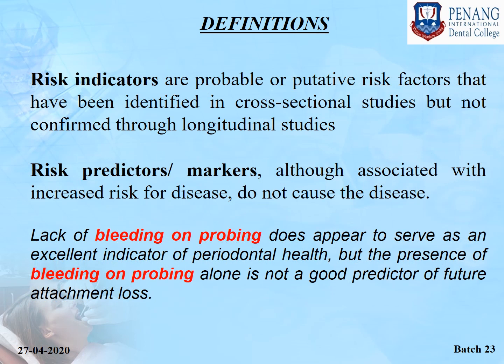Risk indicators are probable or putative risk factors that have been identified in cross-sectional studies but not confirmed through longitudinal studies. Risk predictors or markers, although associated with increased risk for disease, do not cause the disease.